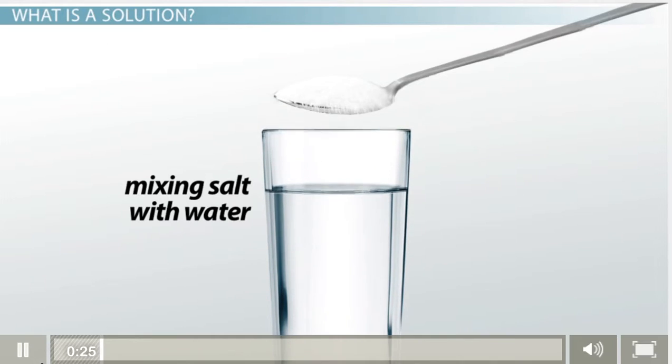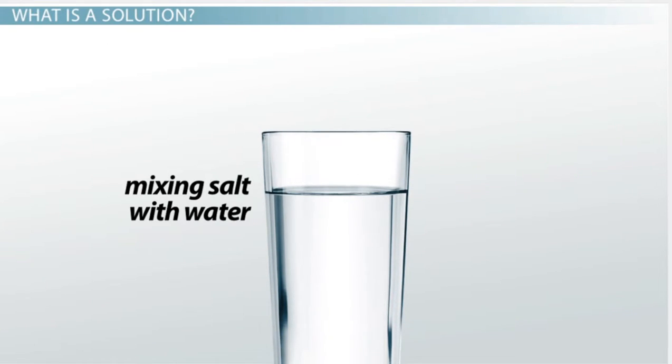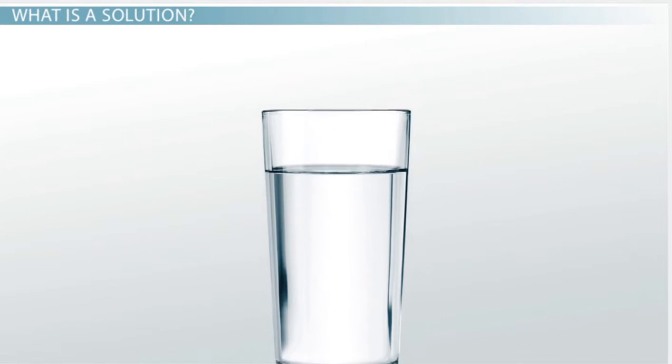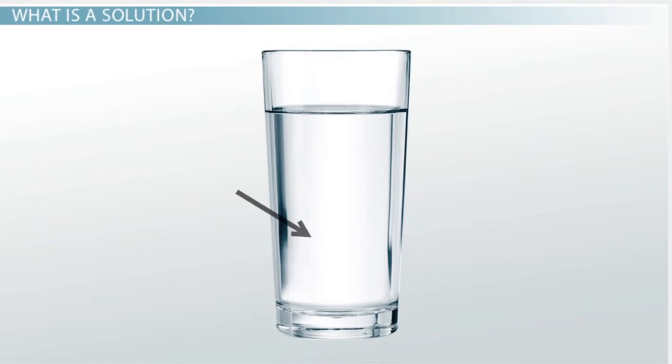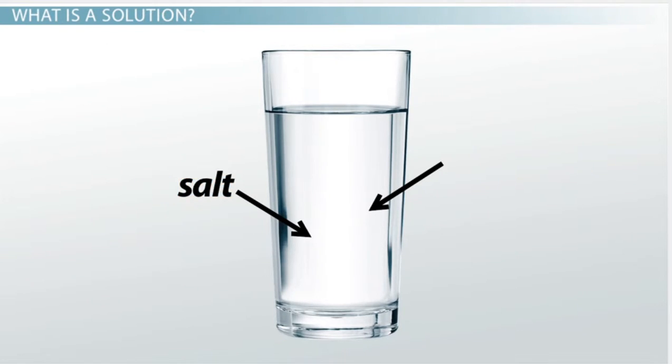When you look closely, upon mixing salt with water, you can't see the salt particles anymore, making this a homogeneous mixture. Let's make use of our saltwater example to talk about the two main parts of a solution. These are solute. This is the substance that makes up the minority of the solution, or the part that is dissolved. In our example of salt water, the solute is the salt.